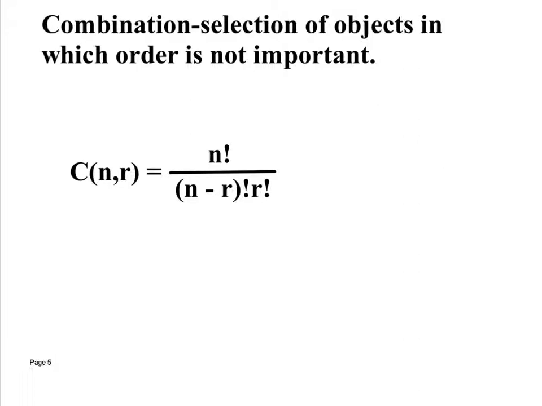Right? So this is the formula. C of N, R. N is the total number of objects, and R would be the number taken. And the only thing different between the combination formula and the permutation formula is this: that R factorial. Right? N minus R factorial, and then times R factorial. Okay?